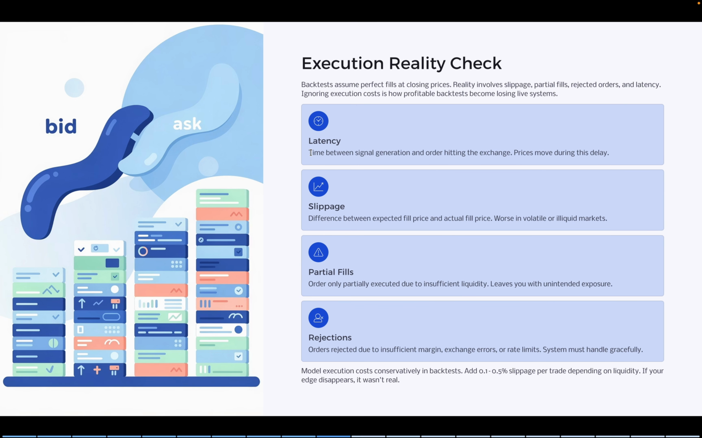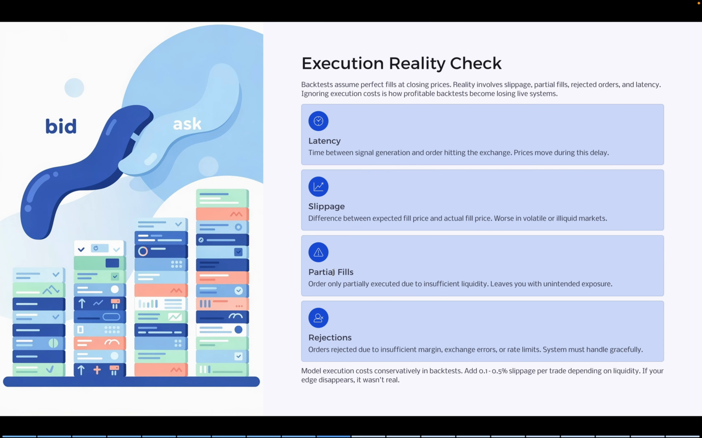There's latency, so time between signal generation and order hitting the exchange. Price can move during this delay, right? This may seem like a little delay, but this is huge when you're trading with algorithms. So then there's slippage, the difference between expected fill price and actual fill price, worse in volatile or illiquid markets.